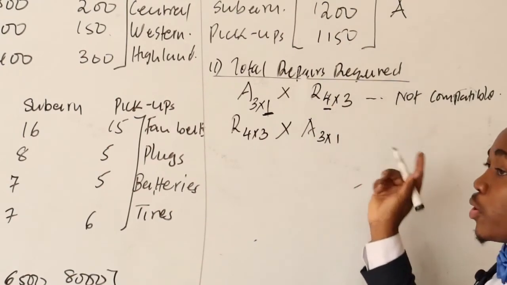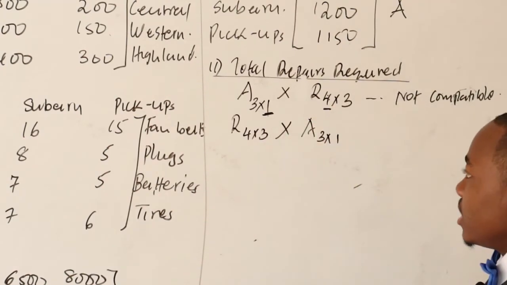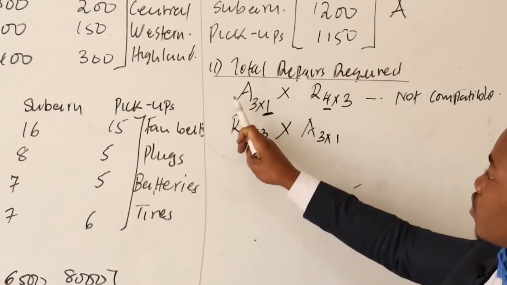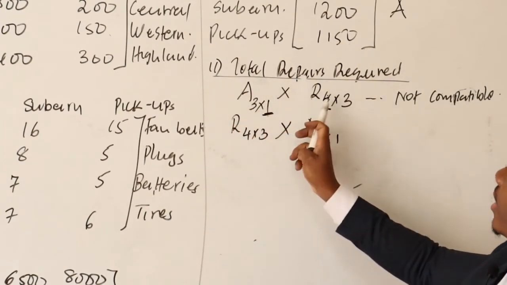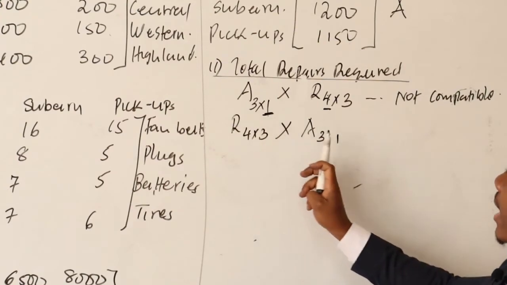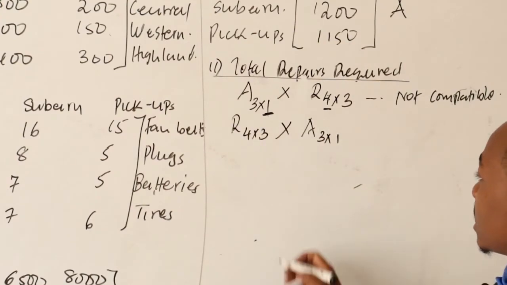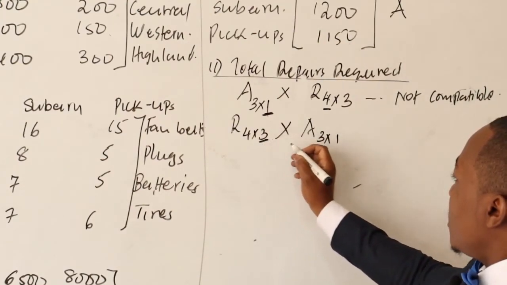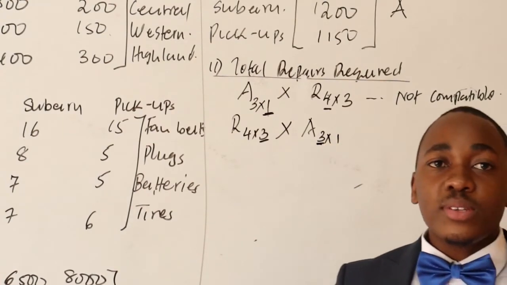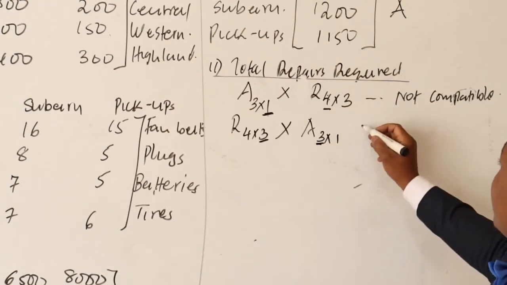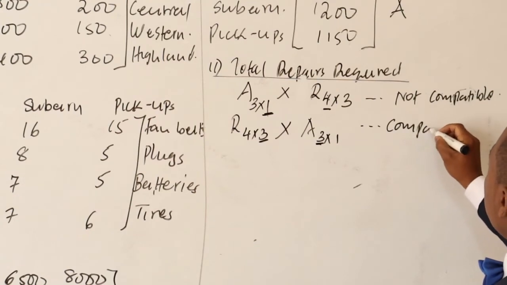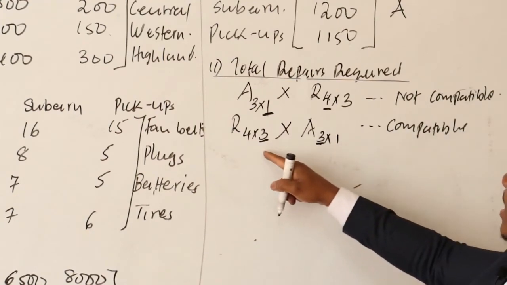So in case they are not compatible, you can try to interchange the matrices. So you start with R, you multiply now by A. Instead of A by R, now it will be R by A. So now let's test for compatibility. Here you have 3, we have 3. So is it compatible? In this case, it's compatible, because we have 3 and 3.